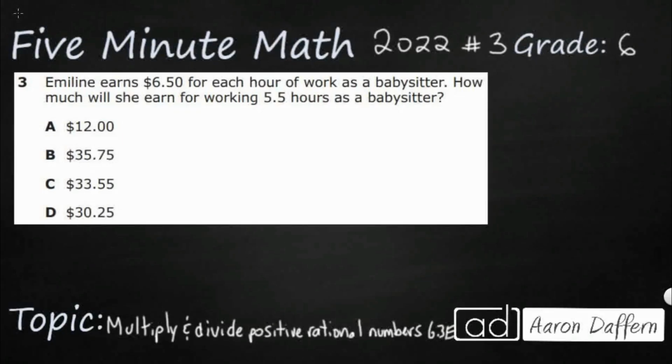Today we are looking at the 6th grade concept of multiplying and dividing positive rational numbers. This is standard 6.3e in the great state of Texas, and we are using item number 3 of the 2022 released STAAR test. If you haven't done so already, please go ahead and take a moment to pause the video, work this problem out on your own, unpause it, and we will look at our answers together.